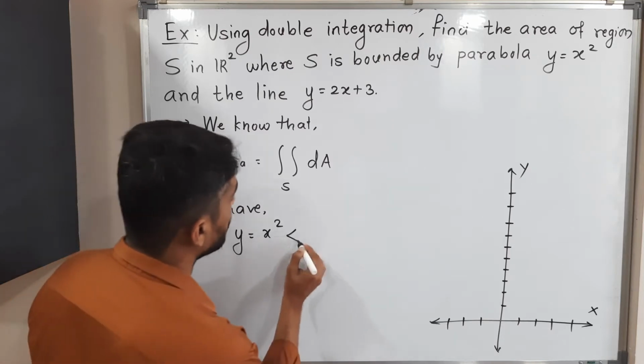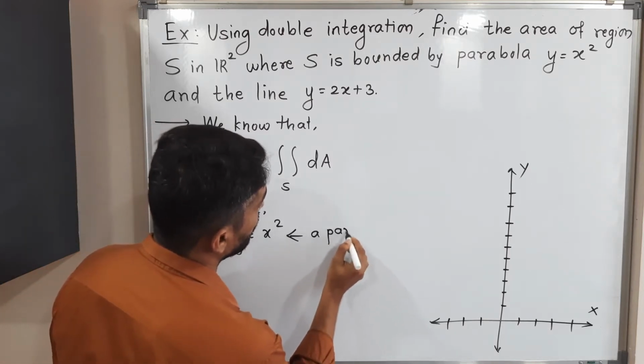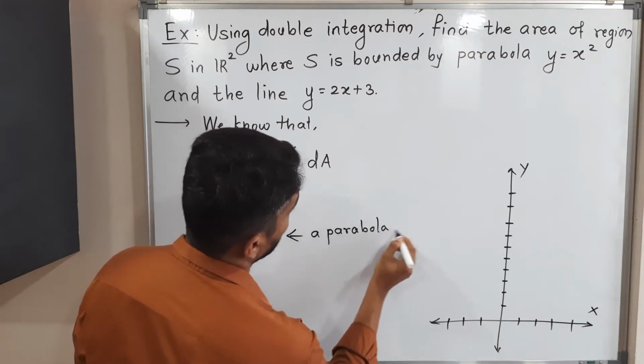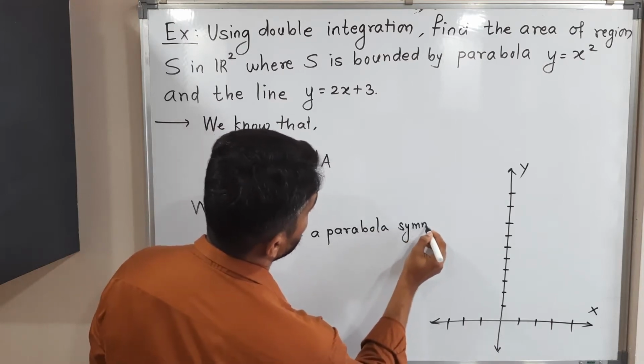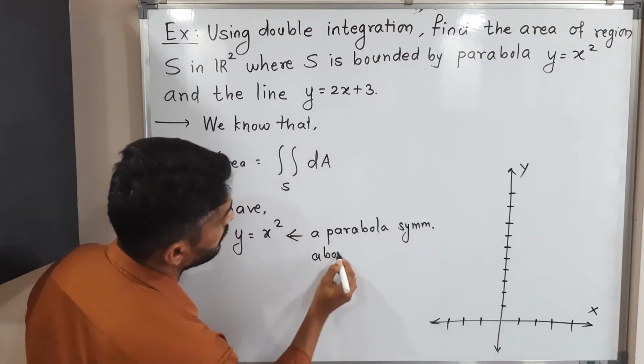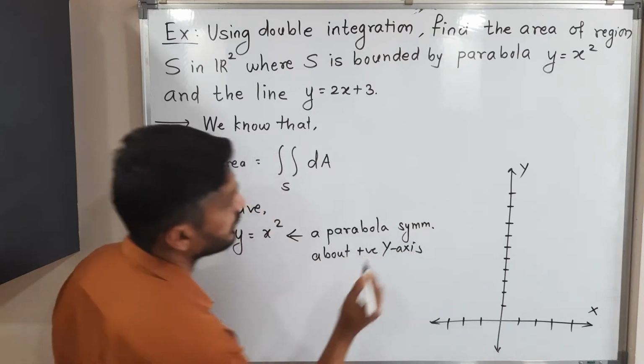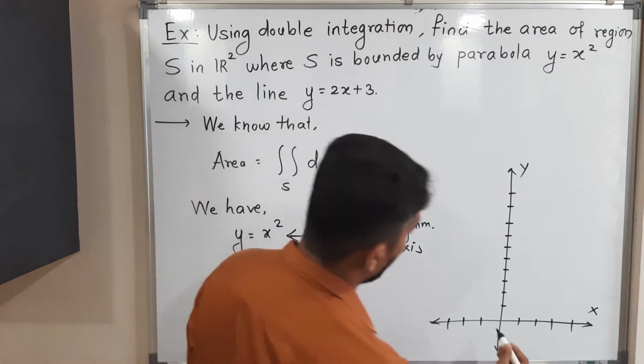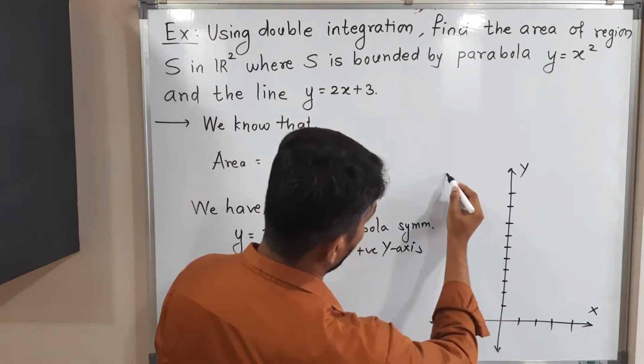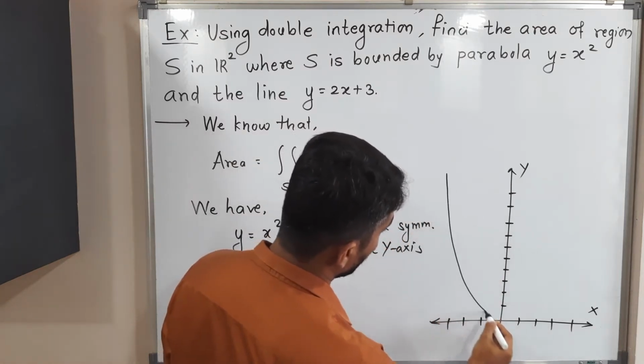Let me mention here a parabola symmetric about the positive y-axis. Okay, positive y-axis. So I will draw a rough sketch of this parabola. So the parabola will be like this. Okay, I am drawing a rough sketch like this.